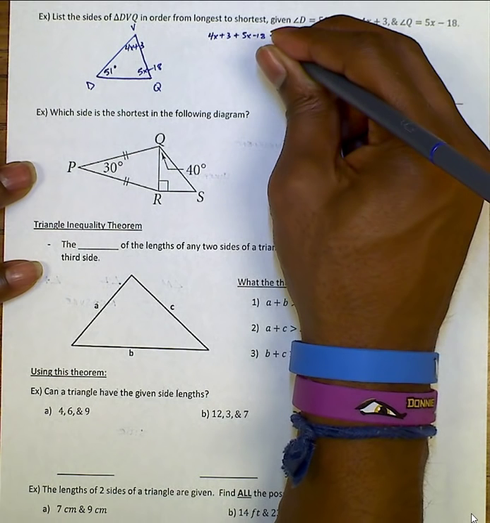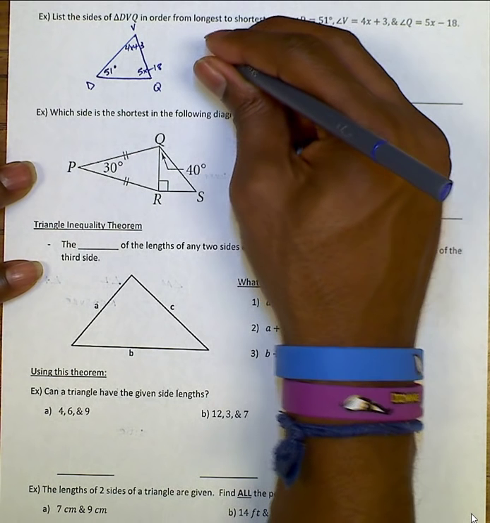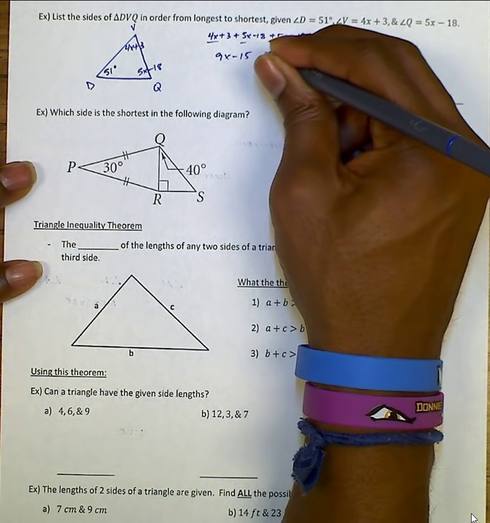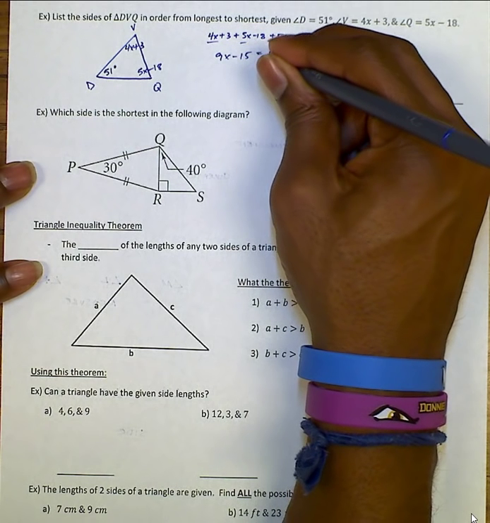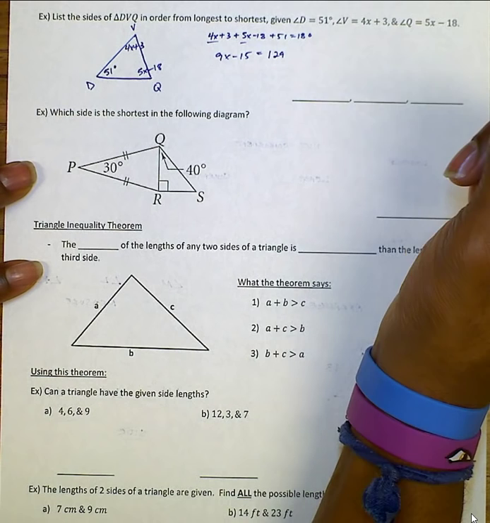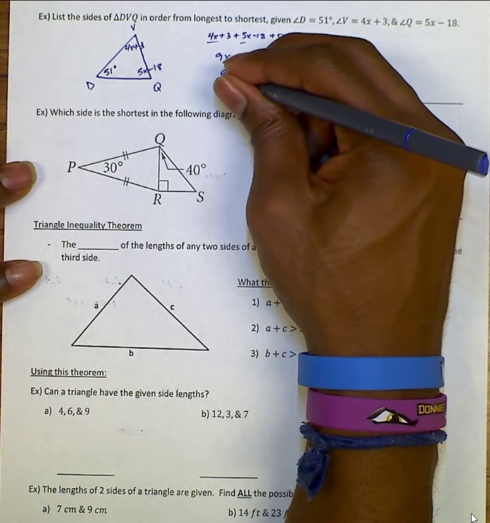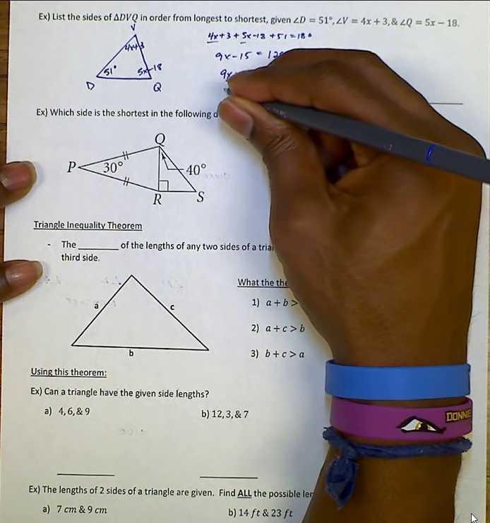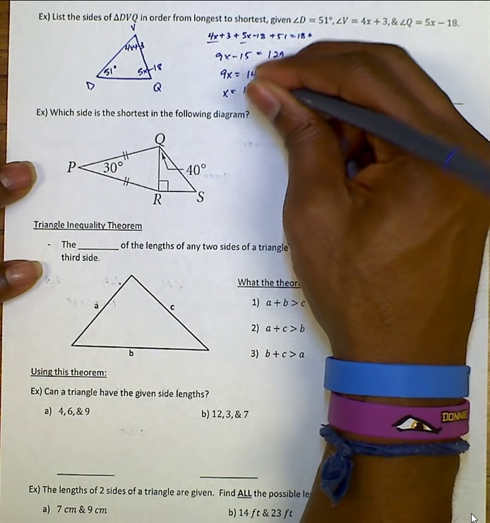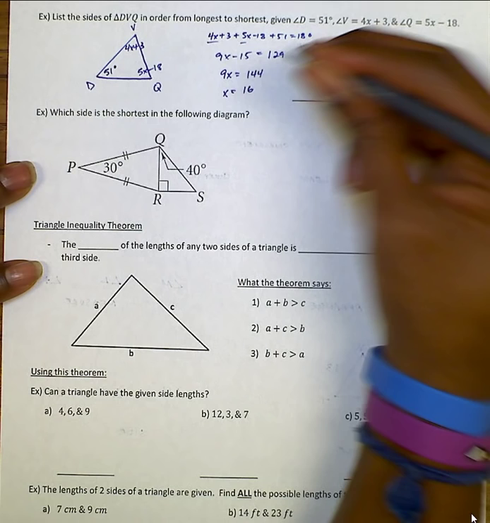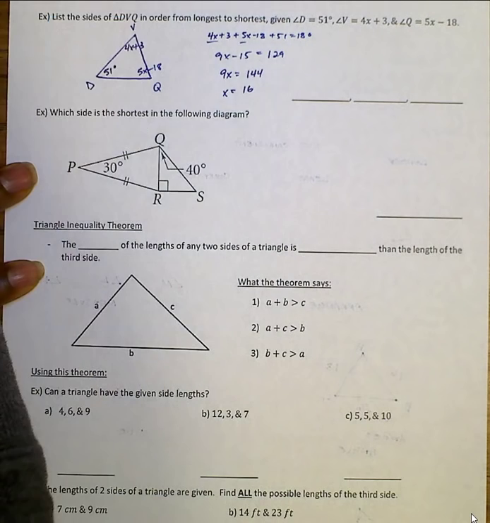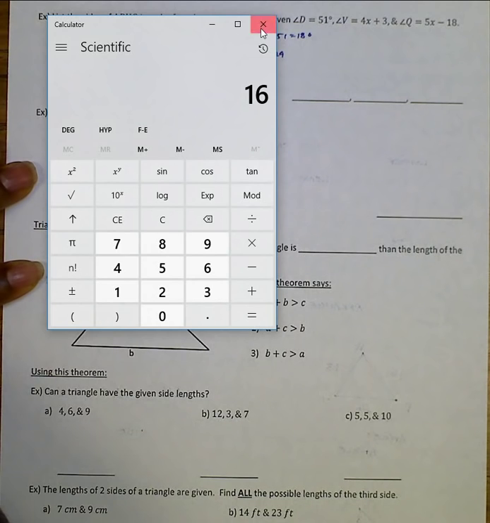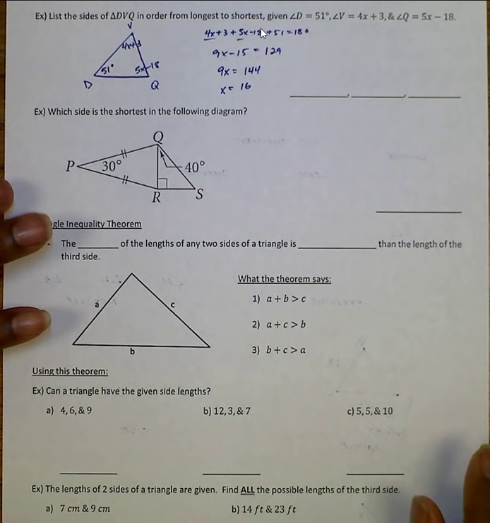Subtract 51 from both sides and add our like terms. So we have 9x minus 15 equals 129. Add 15 on both sides. 9x would equal 144. Divide by 9, x would equal 16. Alright, so we find that x is 16.